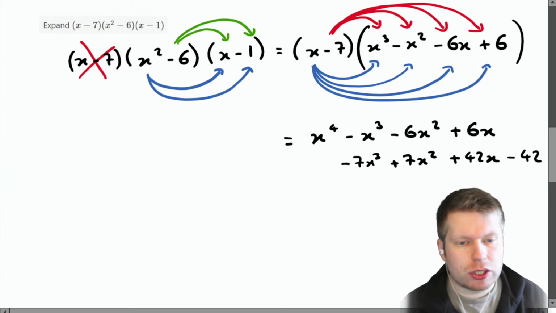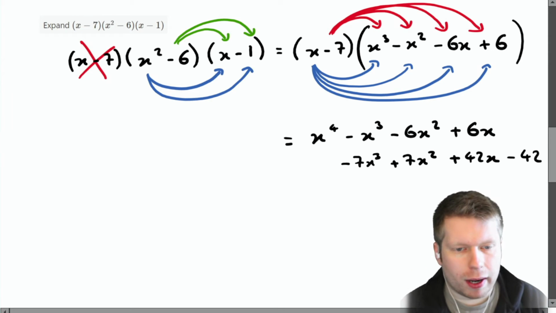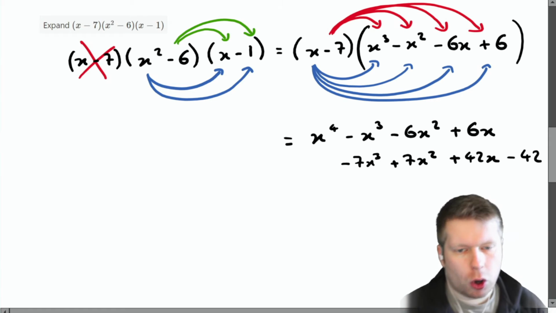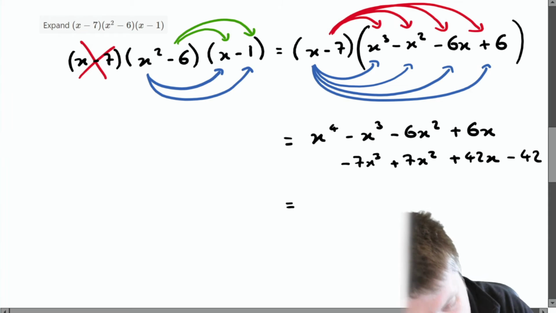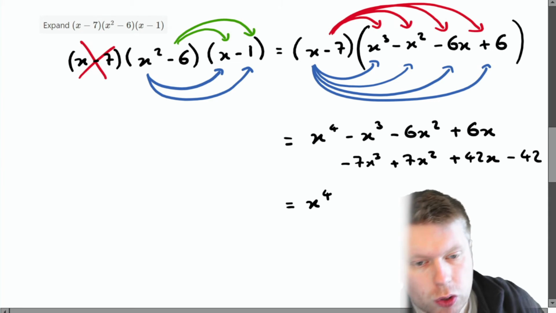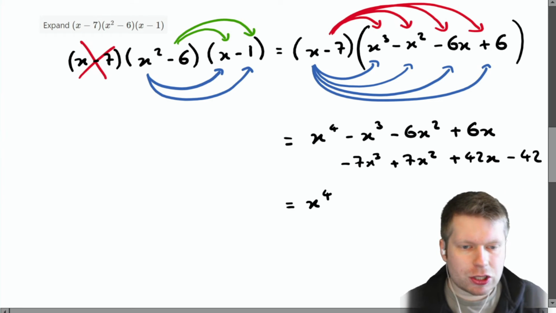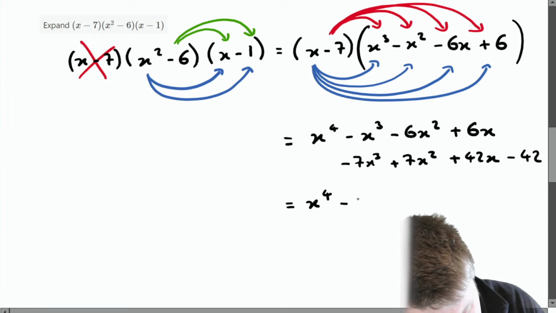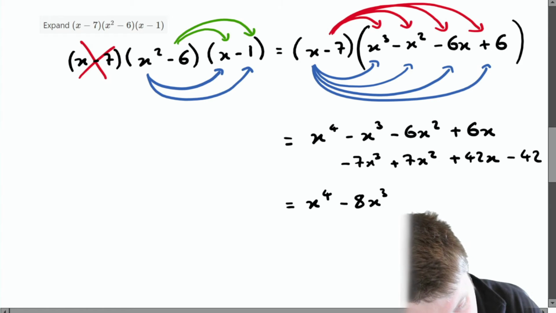So now all I need to do is go back and collect together all my like terms. Now handily, the way that I've written it, all the like terms are in columns, so it should be relatively straightforward. So x to the power 4 is just on its own. Then I've got a negative x cubed term and a negative 7x cubed term. That's going to give me negative 8x cubed.